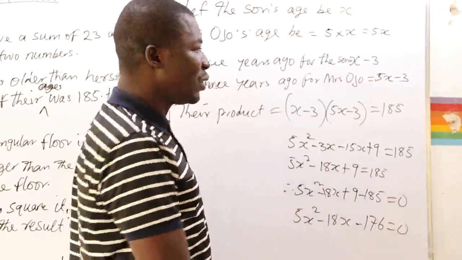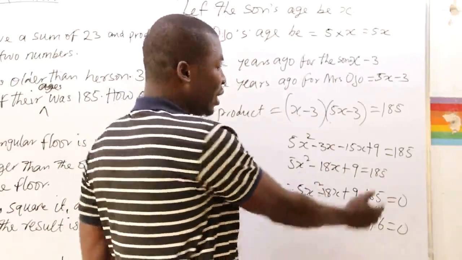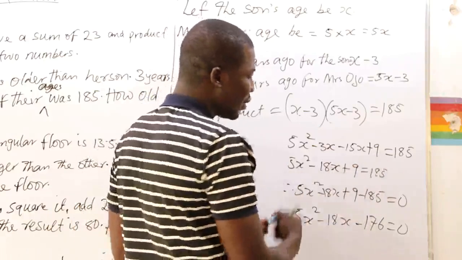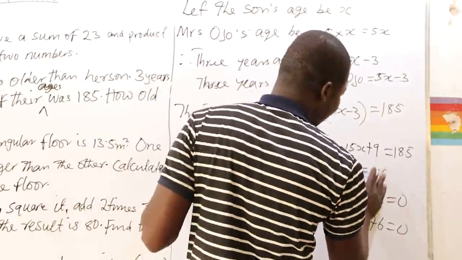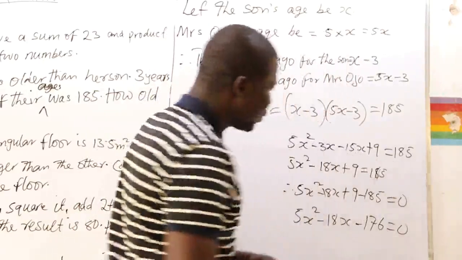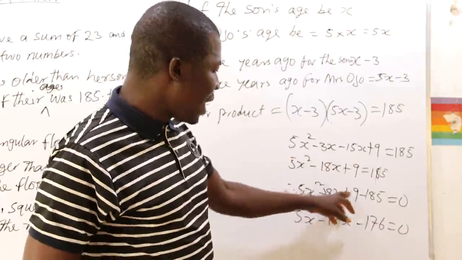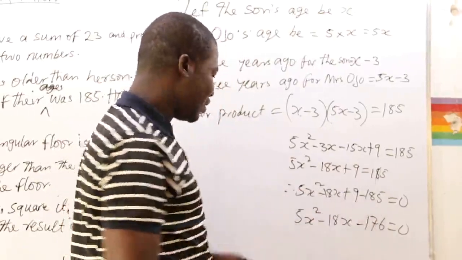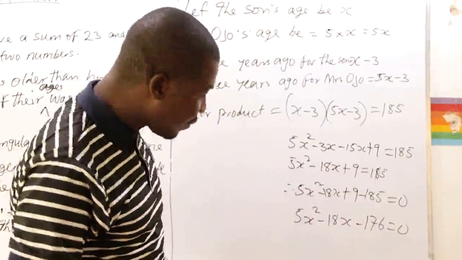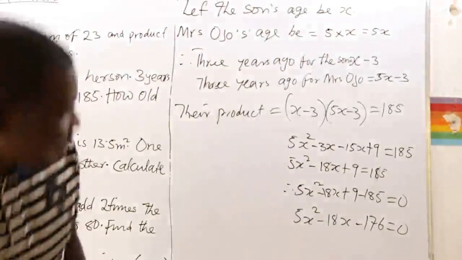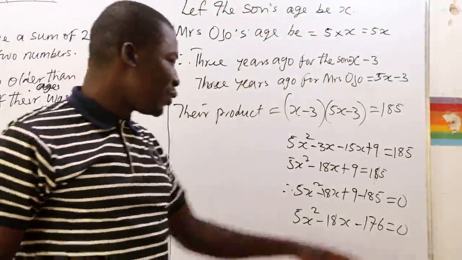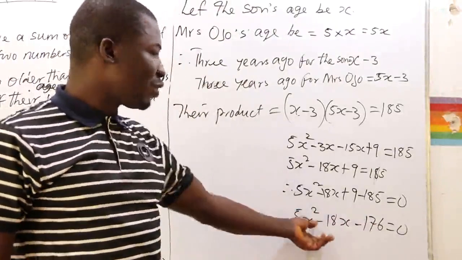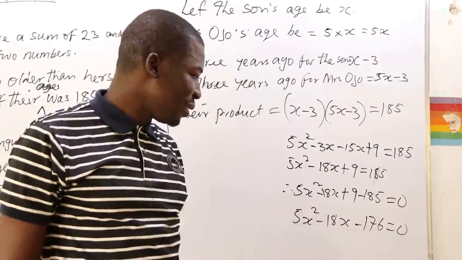And every quadratic equation must equate to 0. So we bring the constant across the equality sign. So when 185 is crossing the equality sign, it will become negative. Now 9 minus 185, we are going to obtain minus 176. So we want to solve this using the factorization method. You have to find two numbers whose product gives you 176 and whose sum gives you 18.